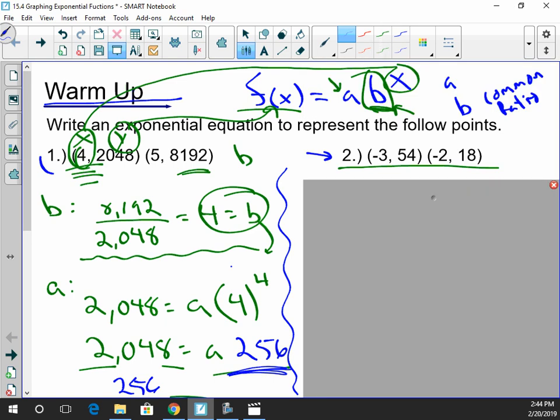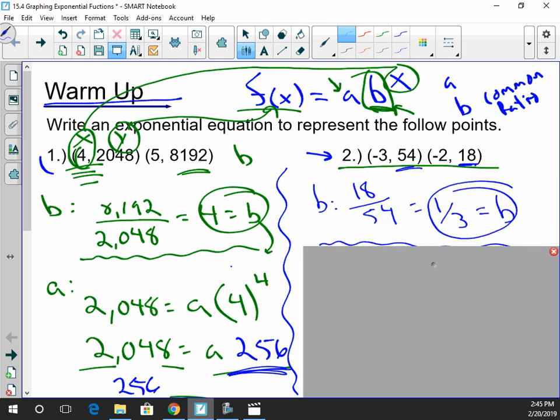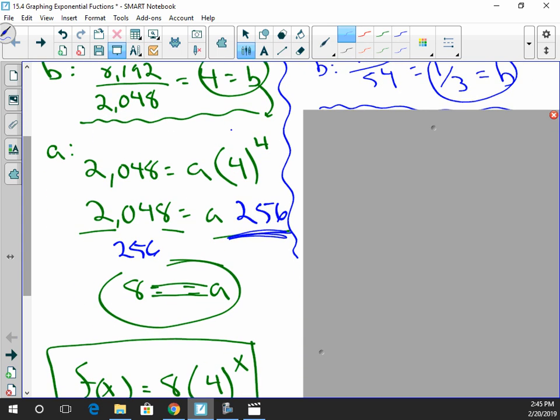You guys were asked to write the exponential function here. To find your b value, you should be taking 18 divided by 54, and you see me doing that here. The fraction answer is 1/3. If you put 0.3 repeating, you might run into problems because you're going to end up rounding that number and your a value won't be as accurate. So keep it as a fraction of 1/3.